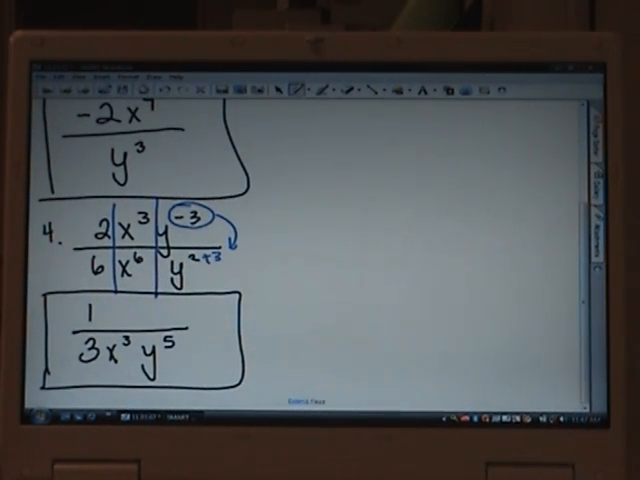So if it's negative 3 in the numerator, you bring it down to the denominator and it's going to be positive, so you add it. If it's negative in the denominator, you bring it up to the numerator and it's going to be positive, right? You move it, yeah, okay.